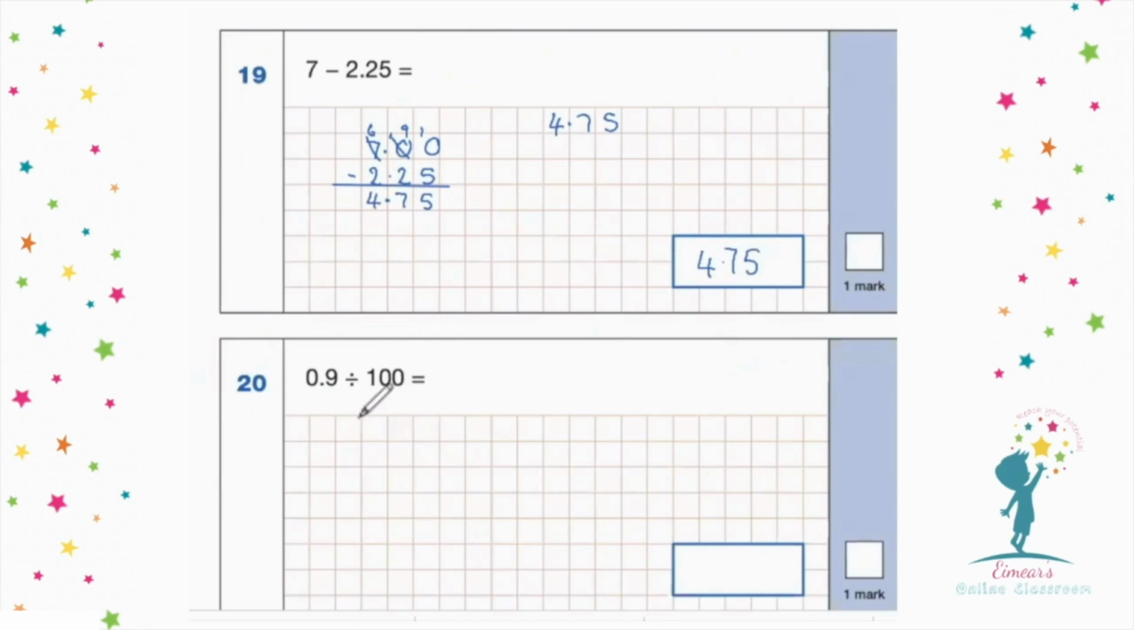0.9 divided by 100. So our 0.9 is going to get smaller. That's the key thing, and it's going to get smaller by 1, 2 places. So it becomes 0.009.